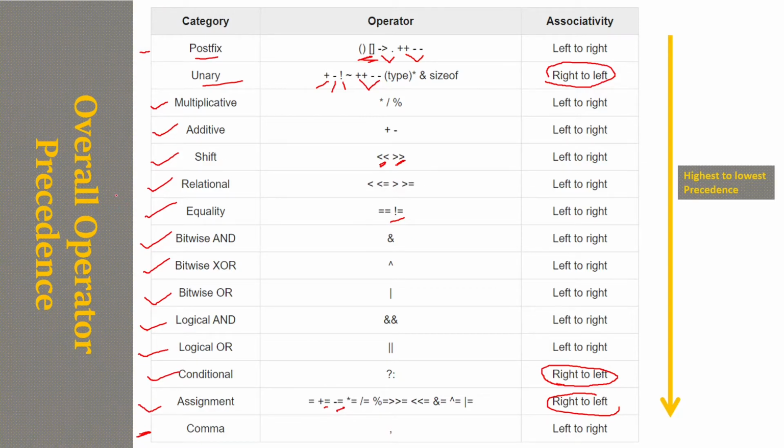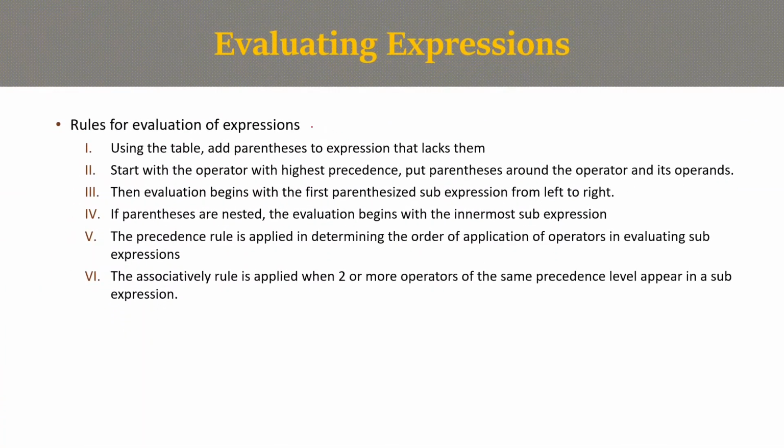In this overall operator precedence, what you have to understand is which precedence is the highest. The ones that I have mentioned are important to understand so that you can evaluate expressions later on. One thing also to observe is the associativity. For the unary, the conditional and the assignment operators, the associativity is from right to left.